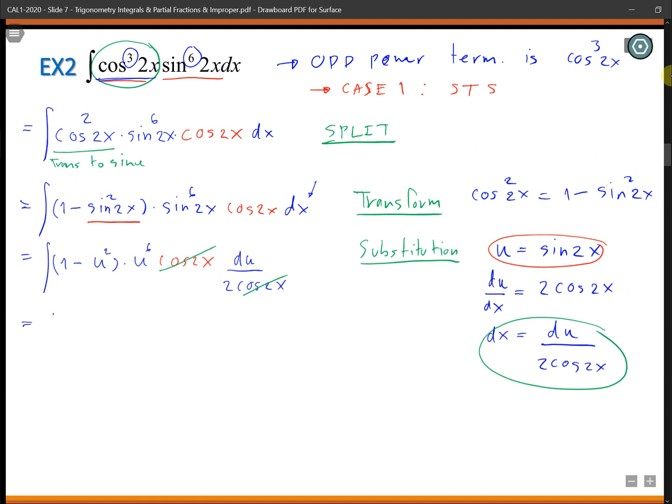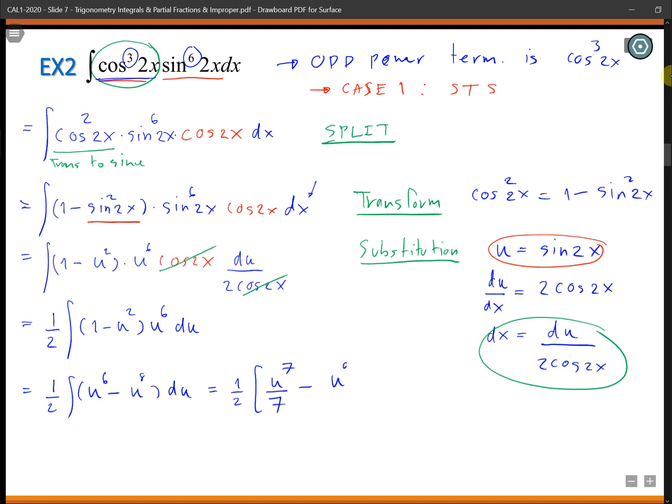Right? So after this, we just need to move things around. I'm going to get the constant outside of the integration. Inside we have 1 minus u squared times u to the power of 6 du. Alright, distribute u to the power of 6 in, you have u to the power of 6 minus u to the power of 8 du. At this point, performing the integration of this is easy, and as you know, this is going to be equal to 1 over 2 times u to the power of 7 divided by 7 minus u to the power of 9 divided by 9 plus c.